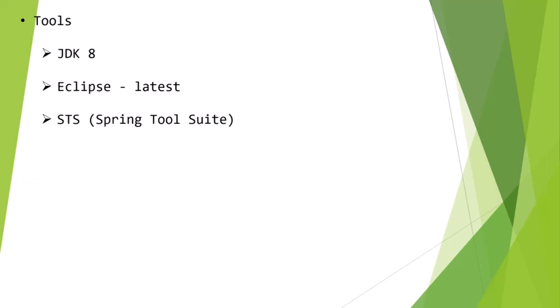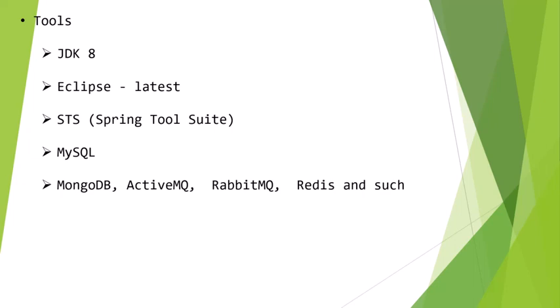And the last thing we need for Spring application development is an Eclipse plugin given to us by Pivotal, known as the Spring Tool Suite. So once we have these three, that's enough for us to start developing applications using the Spring framework. We may also need MySQL or MongoDB for database connectivity, and ActiveMQ, RabbitMQ, Redis for messaging and other communication technologies.